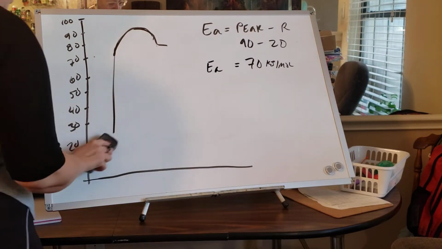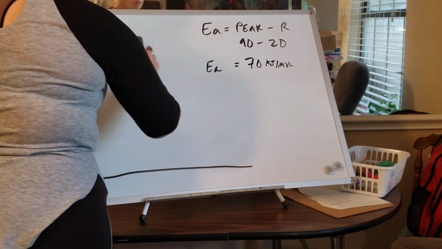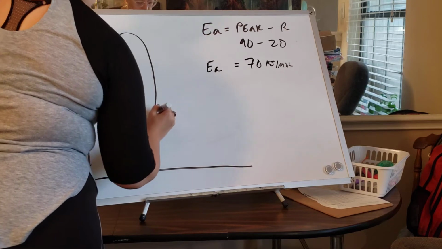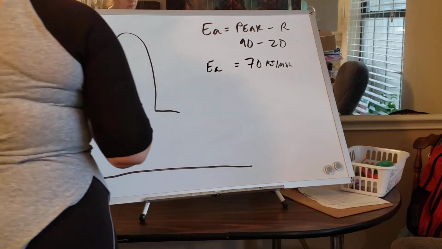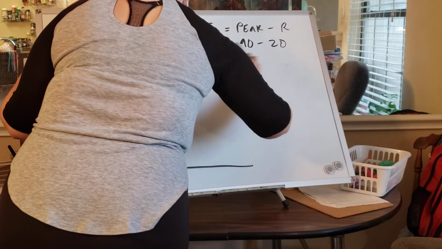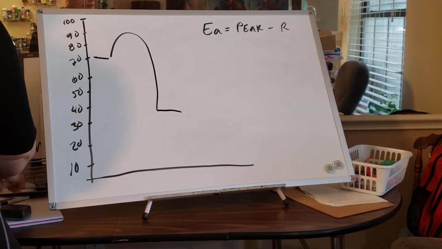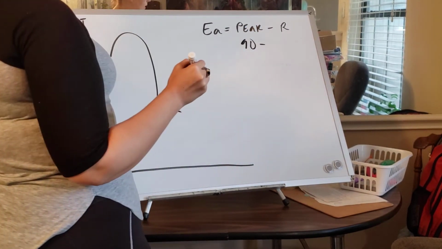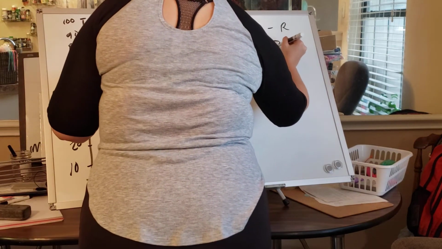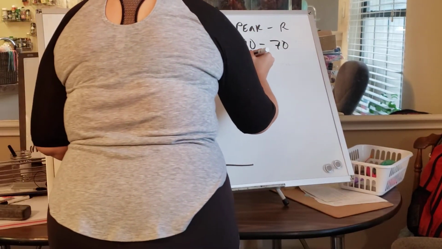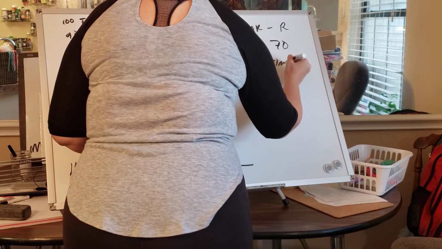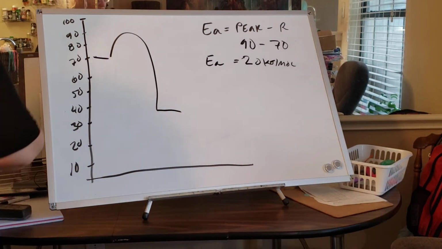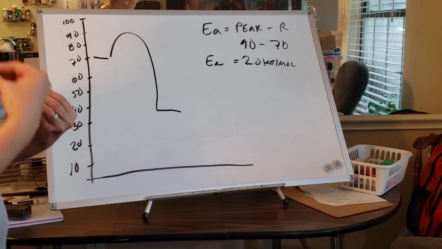If we change that up, let's say this peak is still 90, but our reaction energy is already at 70. So this time we only need 20 kilojoules per mole to get the reaction started. Your activation energy should never be negative.